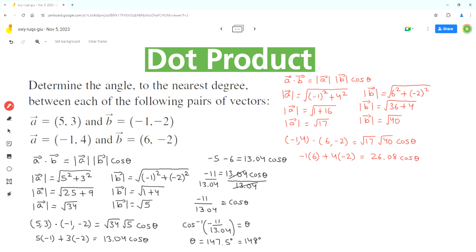Now we can simplify the expression on the left side. So negative 1 times 6 is negative 6, and 4 times negative 2 is negative 8. Negative 6 minus 8 is equal to negative 14. Now we can divide both sides by 26.08.